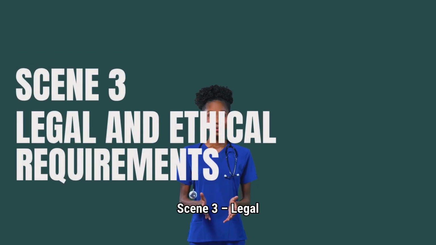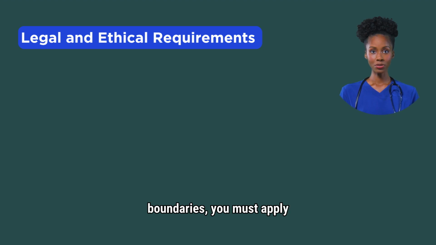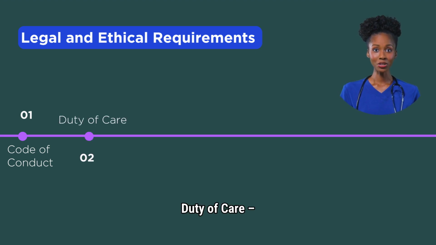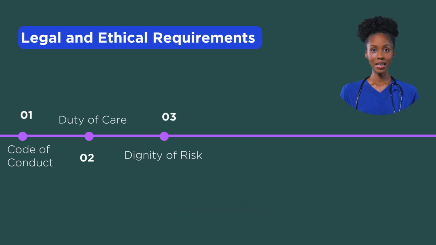Scene 3. Legal and ethical requirements. To understand your role boundaries, you must apply key legal and ethical requirements in both organizational policy and individual practice. These include: 1. Code of conduct, acting with honesty, integrity, and respect. 2. Duty of care, taking reasonable steps to prevent physical, emotional, or mental harm. 3. Dignity of risk, respecting a person's right to make choices while reducing risk.